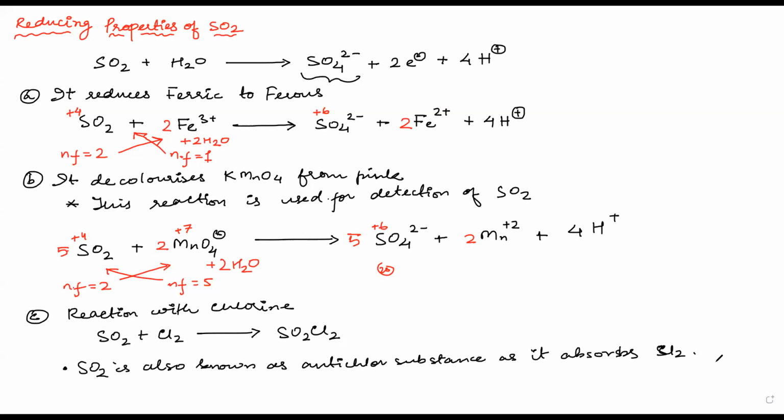What is this anti-chlor substance? SO2 is also known as an anti-chlor substance. Anti-chlor means it absorbs chlorine. So that is why it is anti-chlor. It will remove chlorine from substances.